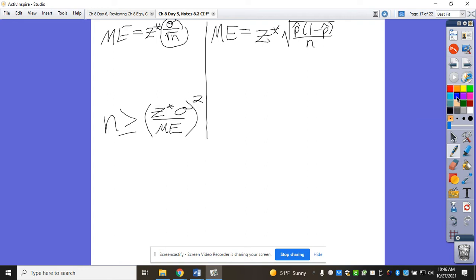Divide by Z. So right now I have margin of error divided by Z equals everything under the square root. My step after that is to do what? What do I want to get rid of? So how do I get rid of a square root? So right now I have margin of error divided by Z, that whole thing squared, equals p hat, 1 minus p hat, over n.